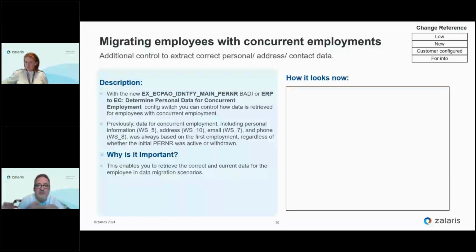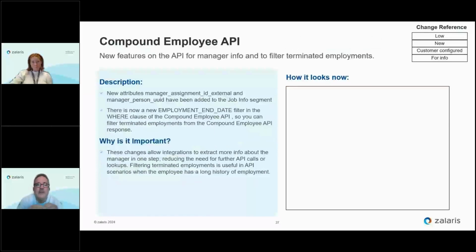Previously with this type of integration, when you had an employee with multiple concurrent employments, you got the personal data and the contact data based on the first employment, which isn't necessarily correct. So this new BAdI allows you to filter and target the correct address and contact data for that employment. Okay. Next slide, please, Phoebe.